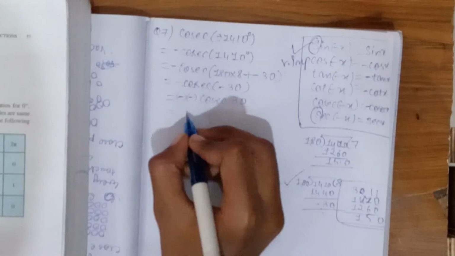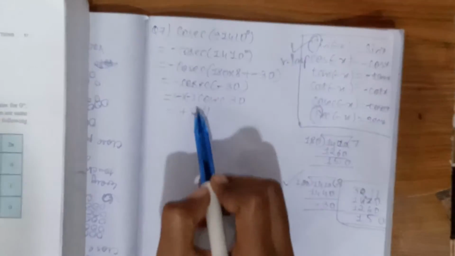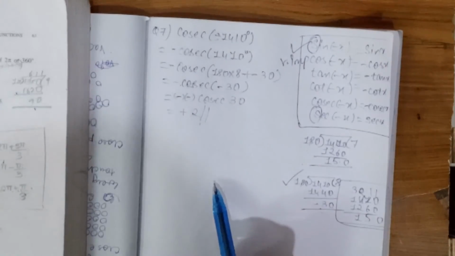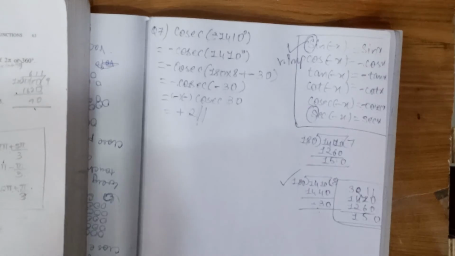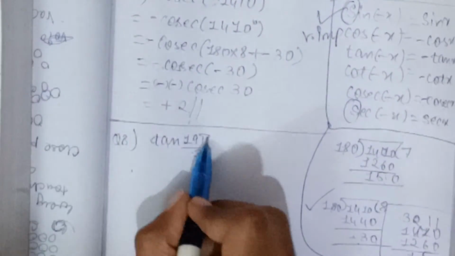So cosecant 30 is 2. So the answer to question number 7 is plus 2. Let's proceed to the next question, the 8th question. The 8th question is tan 19 pi by 3.